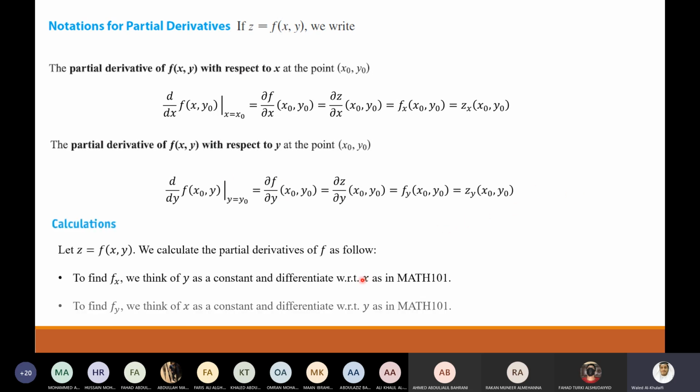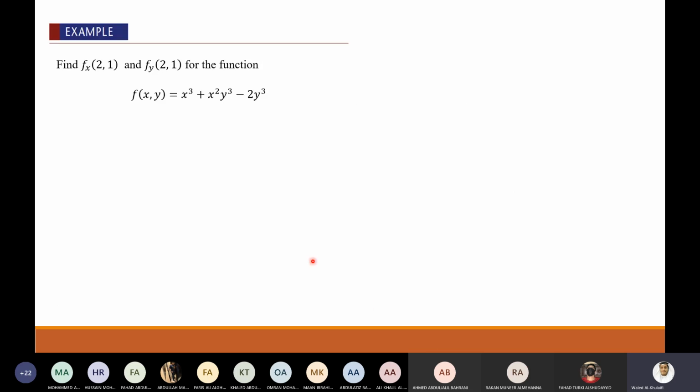And for the calculation, we said that if you want to find the derivative of f with respect to x, you just think of y as a constant and differentiate with respect to x, as you learned in Math 101. Similarly, if you want to find the derivative with respect to y, then you need to think of x as a constant and differentiate with respect to y using the rules of differentiation in Math 101.